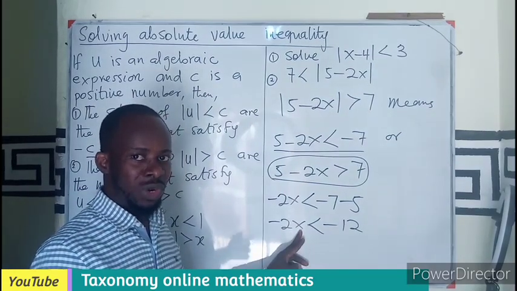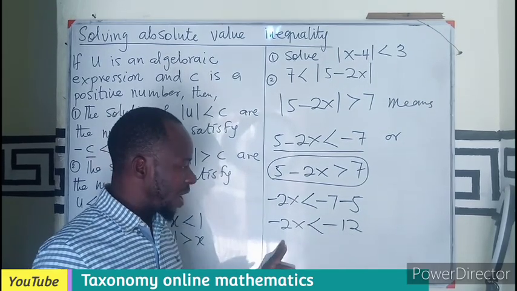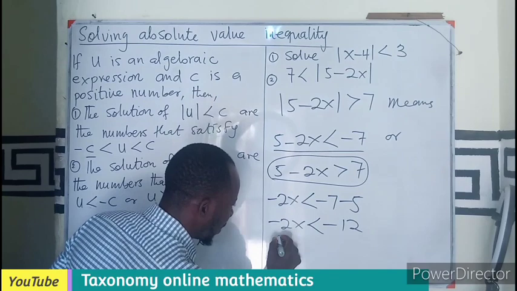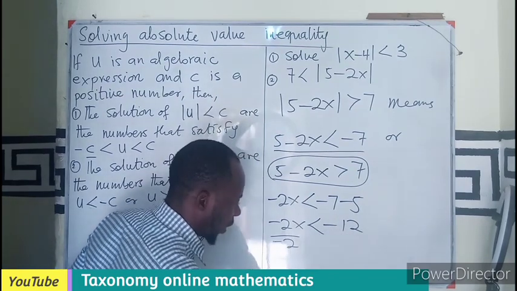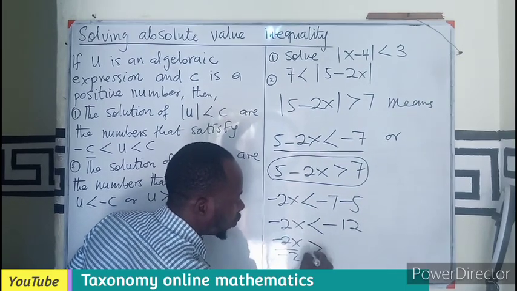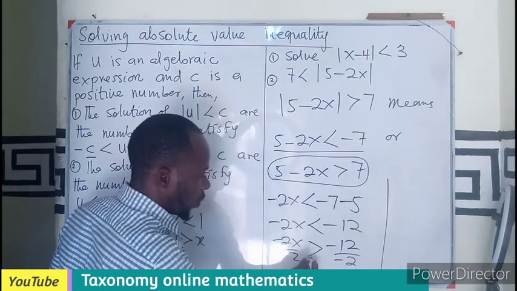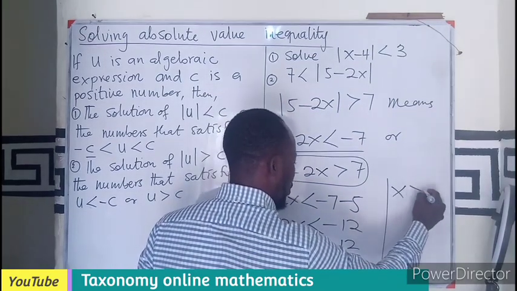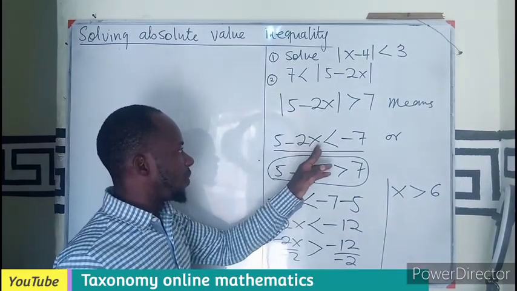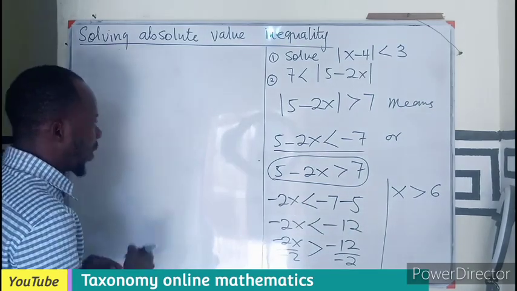And bear in mind, in our introductory lesson, we mentioned that if you are dividing an inequality, if you divide through with a negative sign, the sense of the inequality changes. So this is going to be over minus 2x over minus 2, this changes to greater than minus 12 over minus 2. And if you cancel this, you have x to be more than positive 6. So for the first one, we have x more than positive 6. Then let's take the second one.